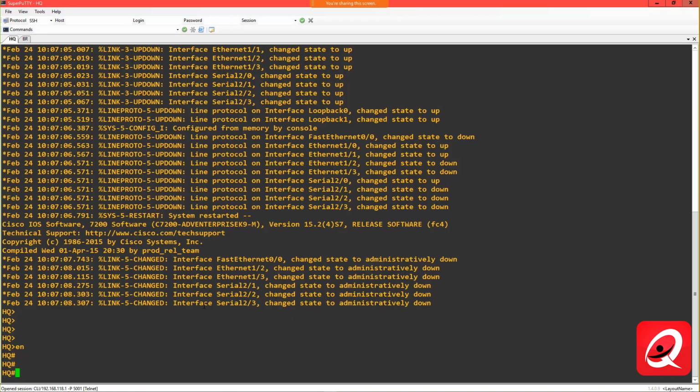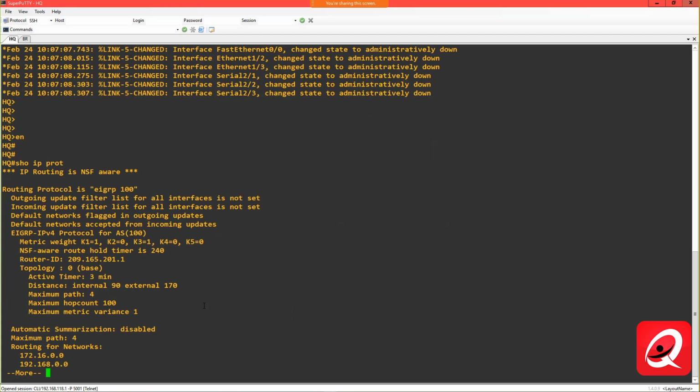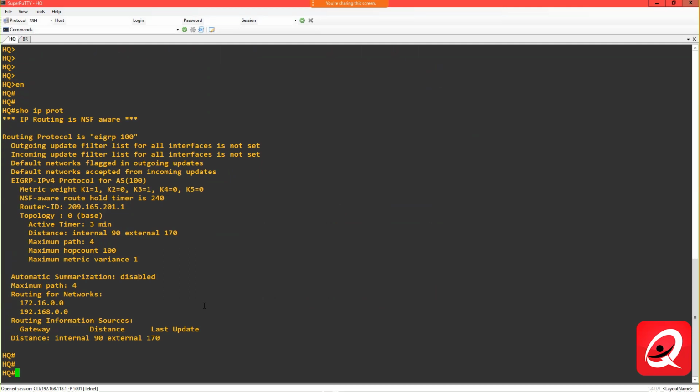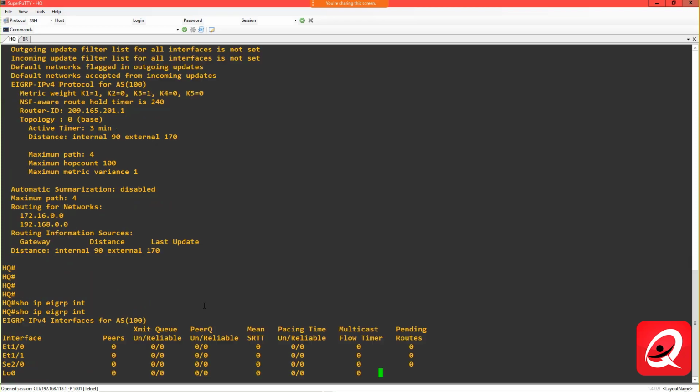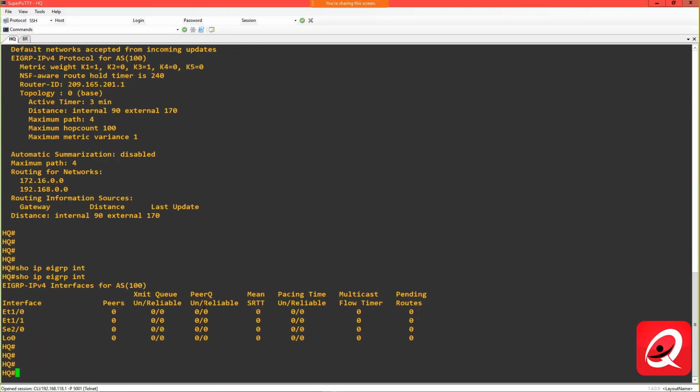So let's go into HQ, show IP protocols. We are running EIGRP 100. Show IP EIGRP interface. So it looks like we are running EIGRP on all of our interfaces: Ethernet 1.0, Ethernet 1.1, Serial 2.0, Loopback 0. So we're good to go there. But you can see we really don't have any peers running on this particular network.